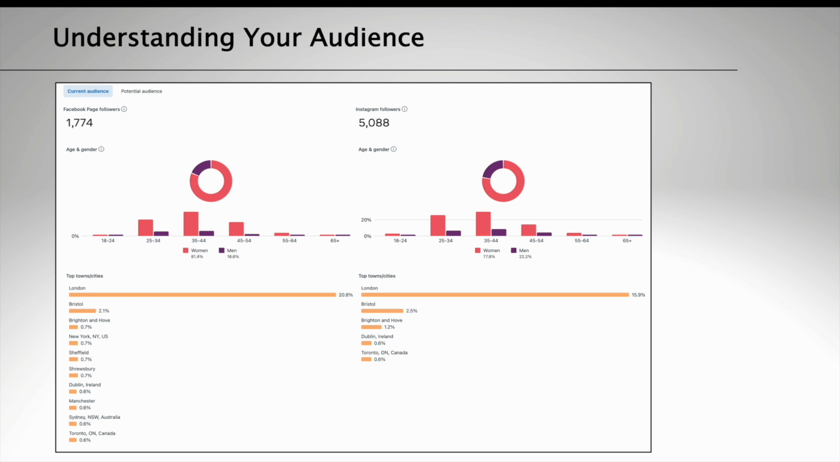Use social media analytics tools. Most social media platforms provide free analytics tools that allow you to see information about your followers. Like in this example of Facebook and Instagram followers, which you can look at on your Meta Business Suite. This data includes information about their demographics, their location, and by analysing this data, you get a better sense of who your current audience is and if you're attracting the right people with your content.